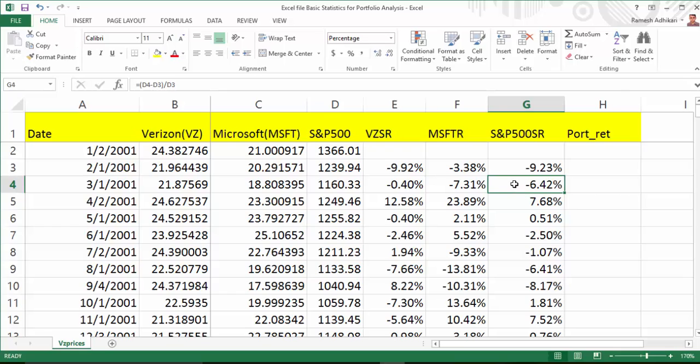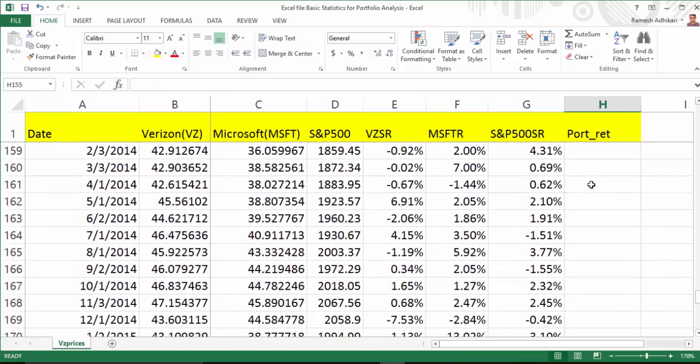But before I do that, I want to show you how to calculate portfolio return series. And to calculate portfolio return series, you need to know portfolio weights, meaning how much money you put on each stock, meaning how much you put on Verizon, how much money you put on Microsoft.